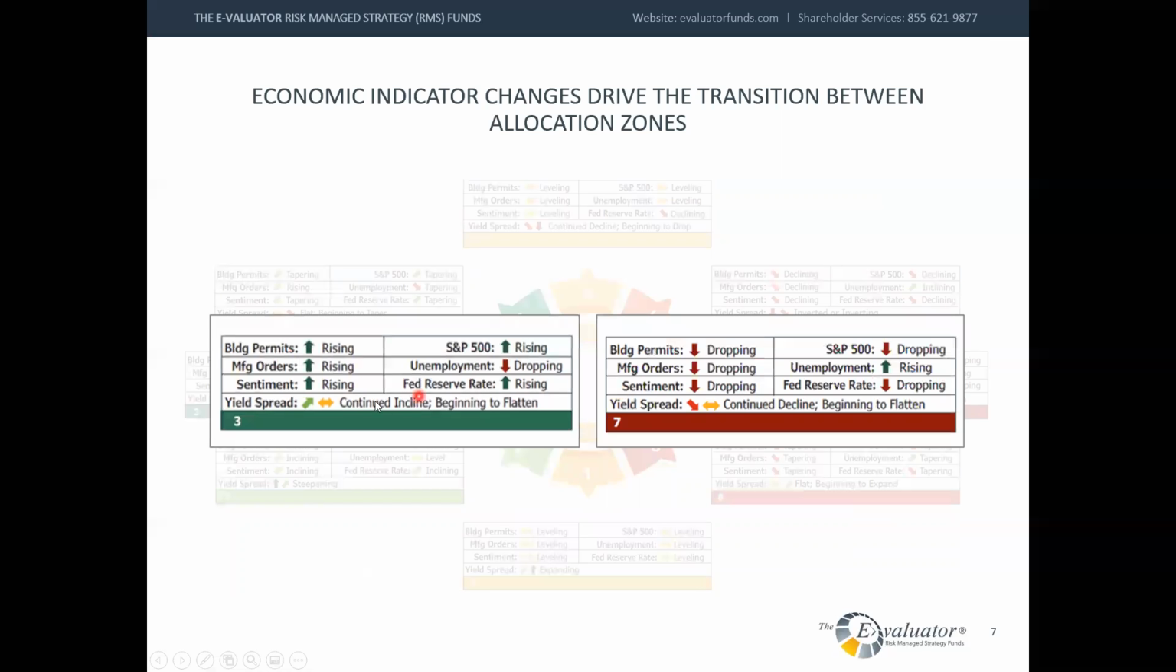So if we look at zone 3, you can see building permits are rising, manufacturing orders rising, consumer sentiment is strong, the S&P 500 is going up, unemployment is dropping, Federal Reserve is raising rates, and the yield spread is expanding, but then beginning to tighten a little bit. Compare that to zone 7, where everything that was rising over here is dropping. The only thing that is going up would be unemployment.